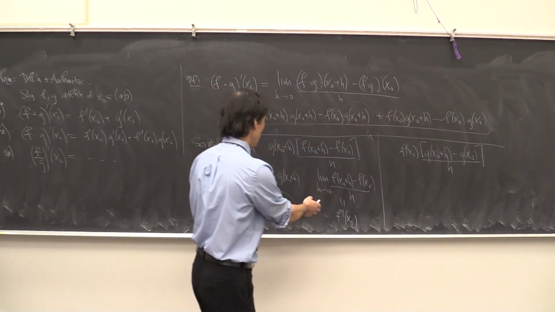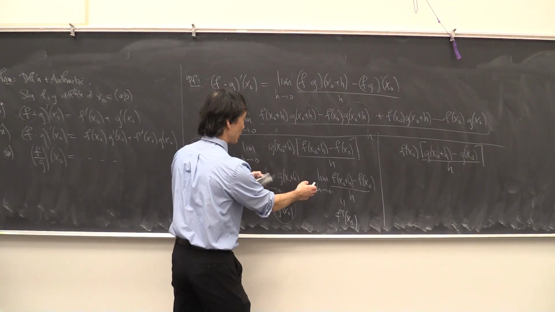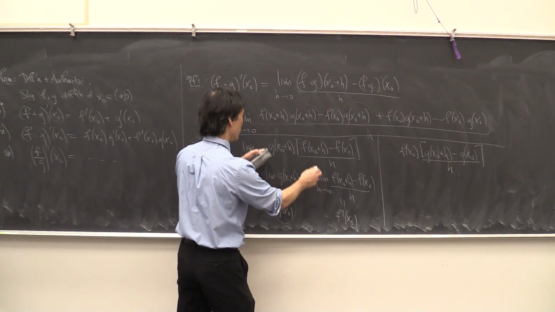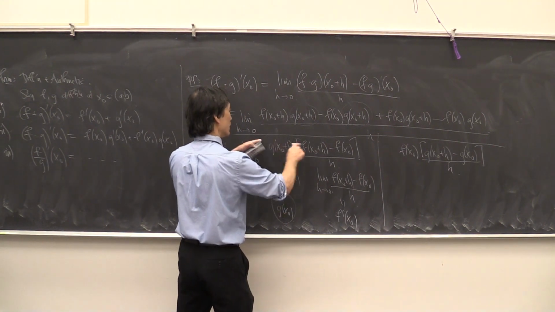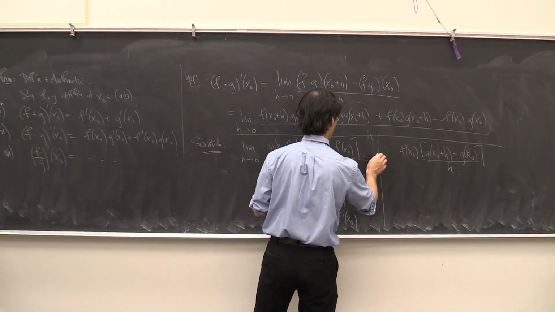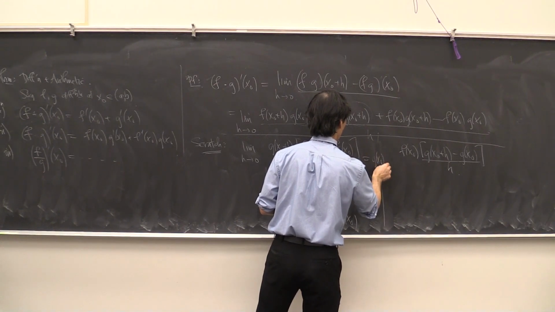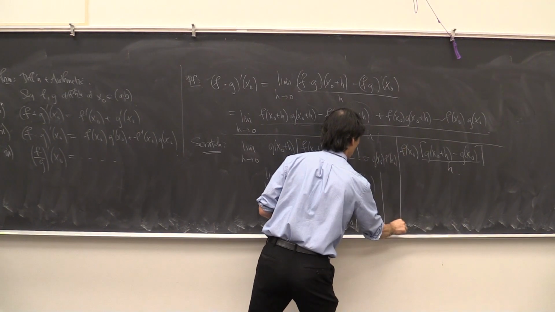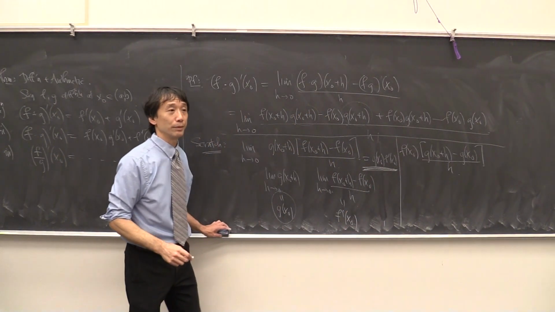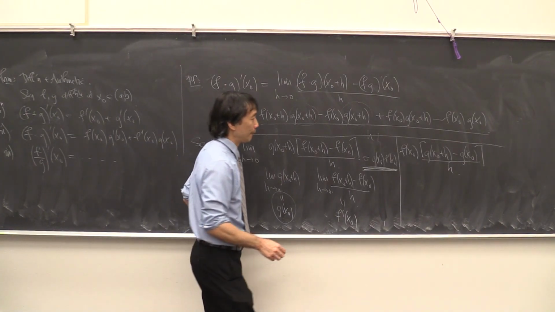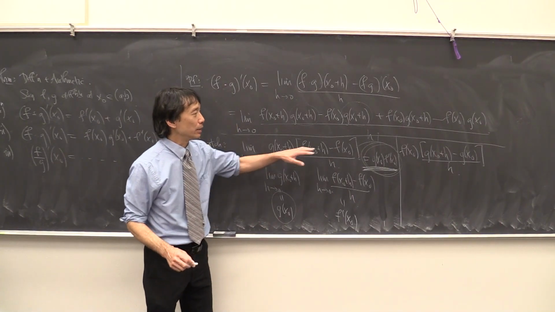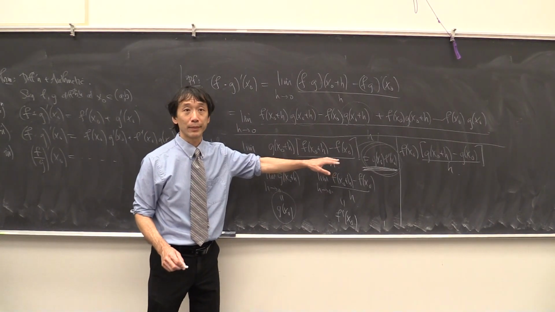Okay. So each of these limits exists, and so the limit of this product equals the product of the limits. So this thing equals g of x naught, f prime x naught. That's what we've just shown. This is the conclusion of the scratch work, that this limit does exist.